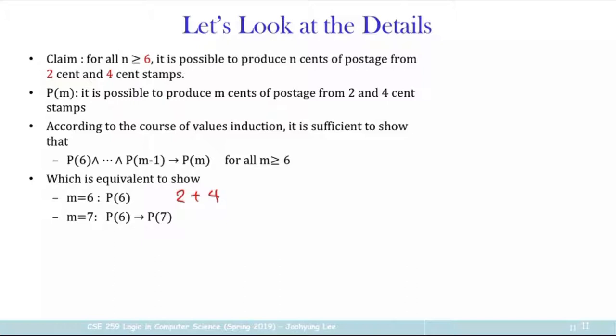Does not work. Somebody asked the question, why n minus 3? Because we have 3-cent stamps. We don't have 1-cent stamps, so even if P of 6 is true, you cannot add a 2-cent stamp to create 7-cent postage, right? Even if somebody gives you 6-cent postage, adding 2 or 4-cent stamps there doesn't make 7-cent postage. This is false.